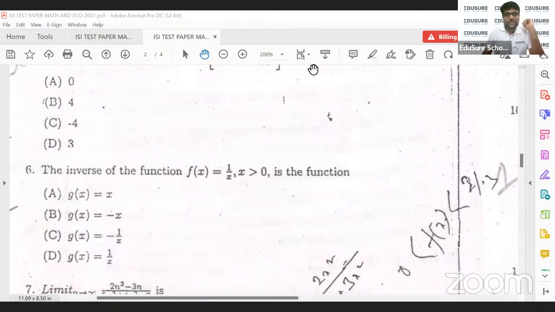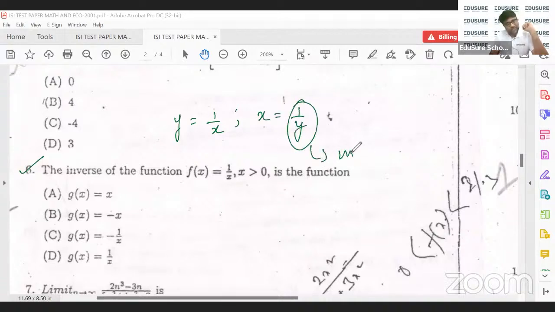All right. I'm ending the poll now. ISI 2001, question number 6. Y is equal to 1 by x. X will be equal to 1 by y. This is the inverse. Therefore, the answer is D. That's it. There are so many of you who have marked X. I don't know why you've marked X.